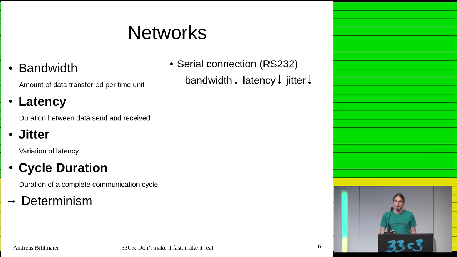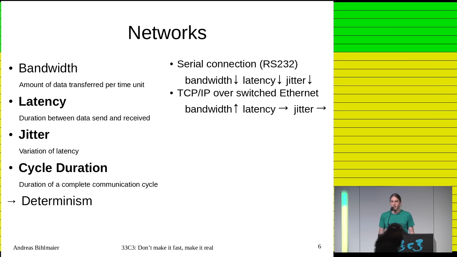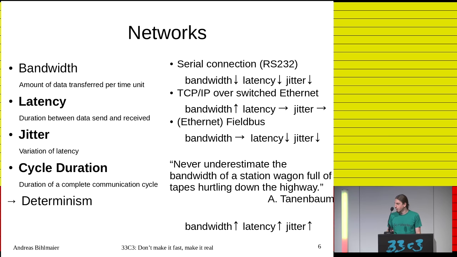So RS-232 serial connection has a low bandwidth, but also low latency and a very low jitter, so it might be actually a good choice. Your usually TCP/IP over Ethernet switches is high bandwidth, has an okay latency, okay jitter, depending on the utilization of the switch. Field bus systems that might rely on standard Ethernet reduce the bandwidth, but really make sure that your latency and your jitter stays in the specific amount.